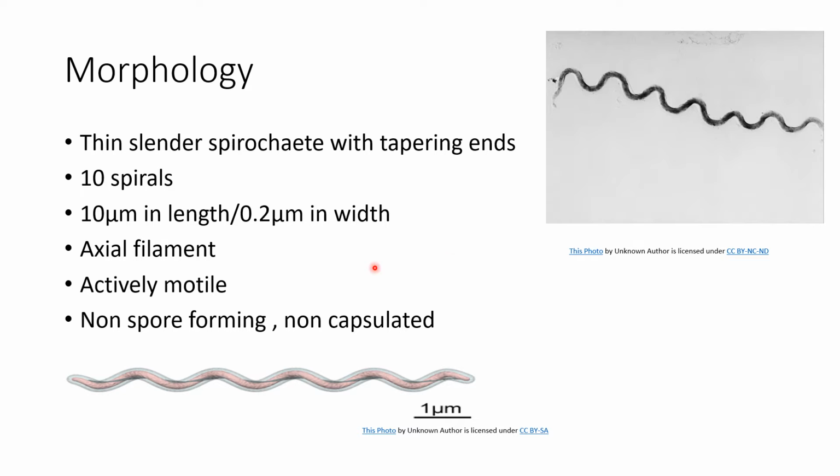And as I said, they are actively motile organisms. In fact, the motility will be like a rotatory motility. The whole body will rotate round the long axis, and that is how they move. Just like a worm which you would have seen moving, the whole body contracts and expands while moving. So that is how spirochete also moves, using its whole body and rotating it with the help of endoflagella. And this organism does not form spores and it is not capsulated.